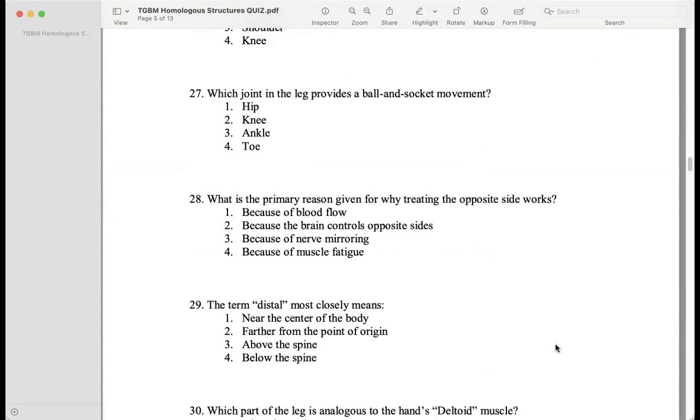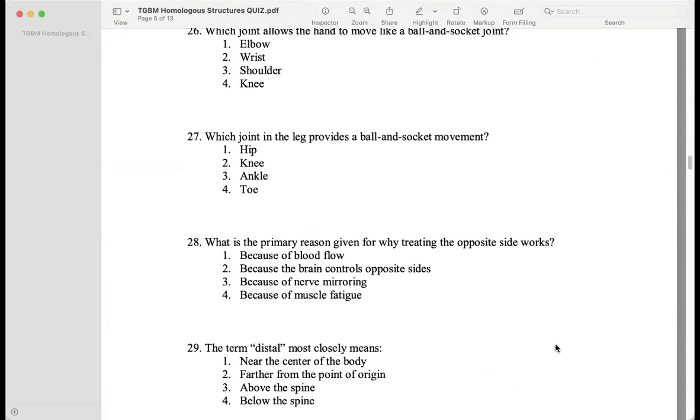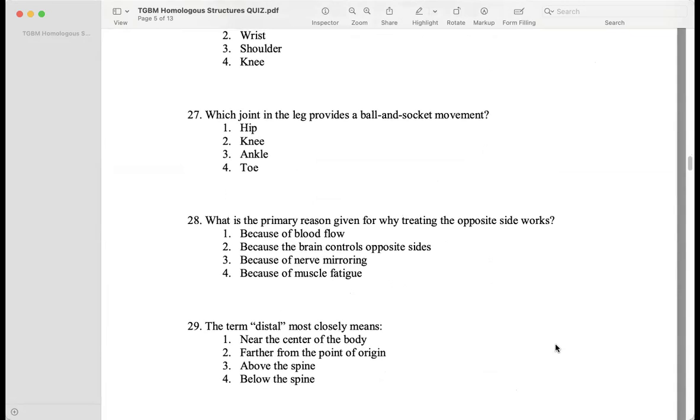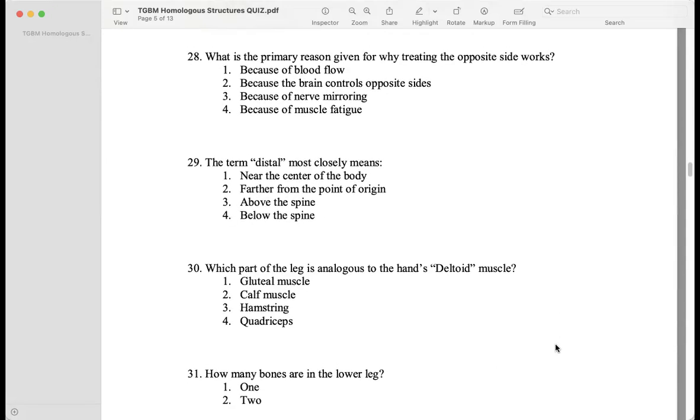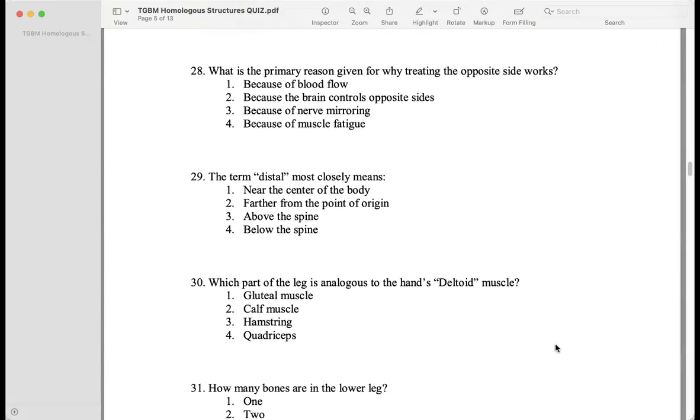Which joint allows the hand to move like a ball and socket joint? Shoulder. Yes. So how do you treat the shoulder? You use the hip. Which joint of the leg provides a ball and socket movement? Hip. What is the primary reason given for why treating the opposite side works? Because the brain controls the opposite side.